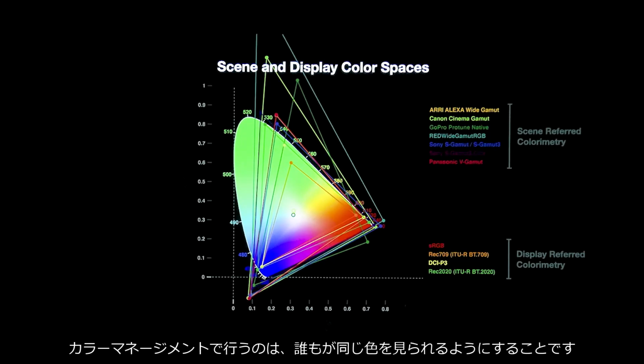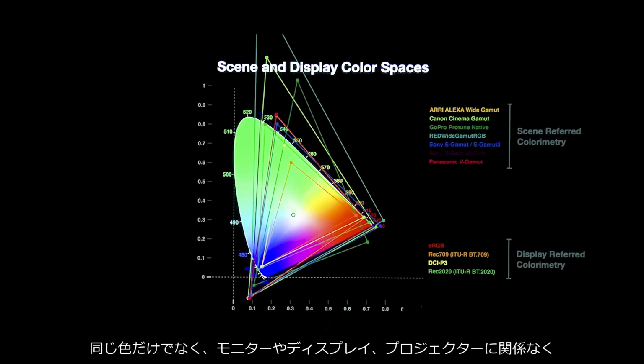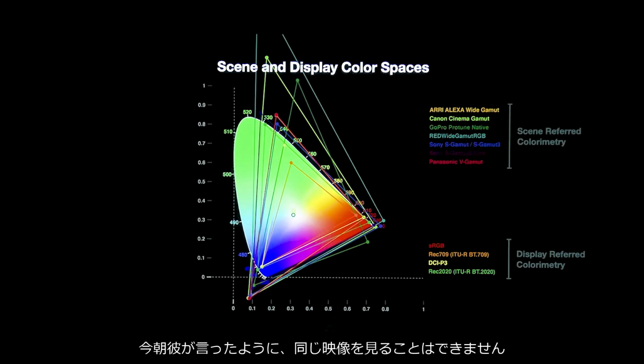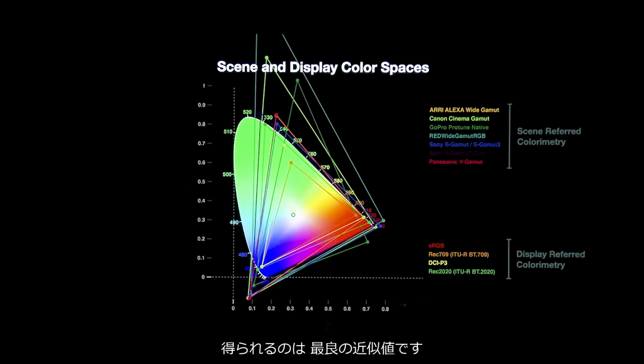So the color management is just going to ensure everybody is seeing the same color, but not just the same color, the same color that the filmmakers wanted you to see, regardless of the monitor or the display or the projector that you are watching. Yes, as Hugo said this morning, you are never going to see the same image because, of course, every display has a different capability to represent the image. But what you are going to get is the best approximation of that.